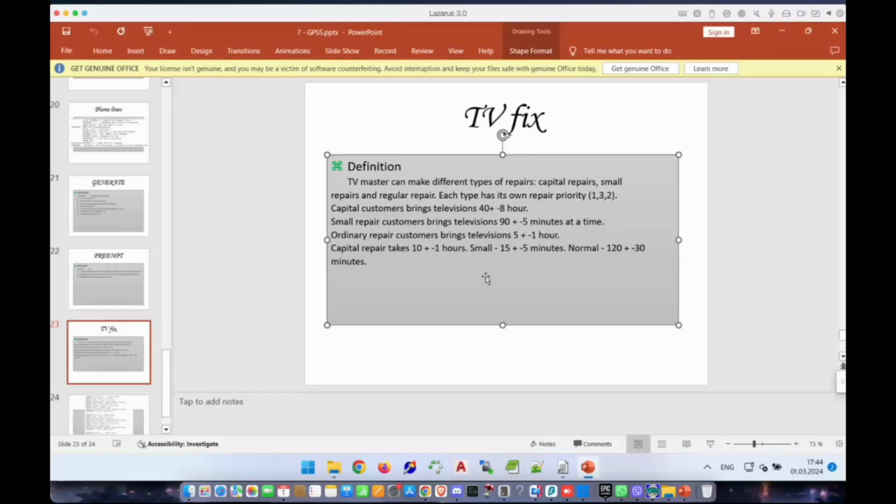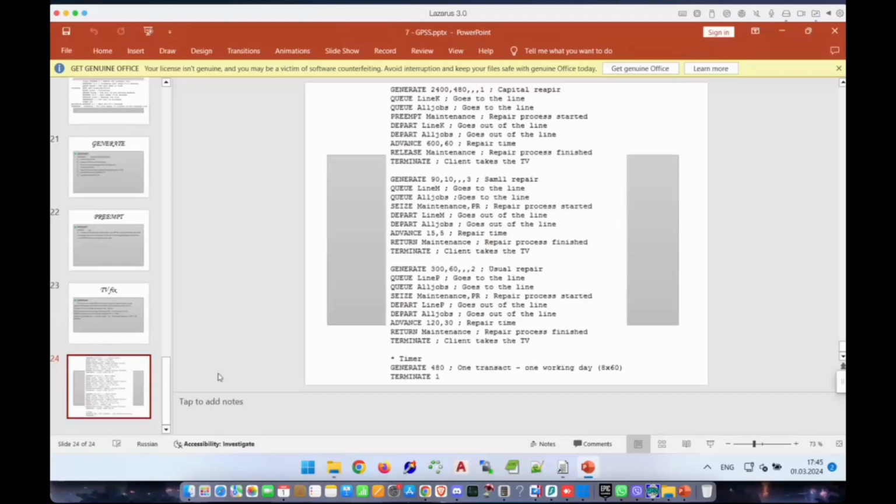And literally, we can specify those repairs or those televisions as transacts, actually, because we will need to create a simulation for, let's say, 8 hours of work. So how would that be doable?